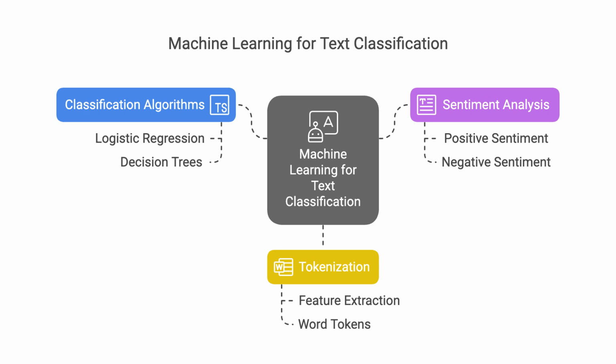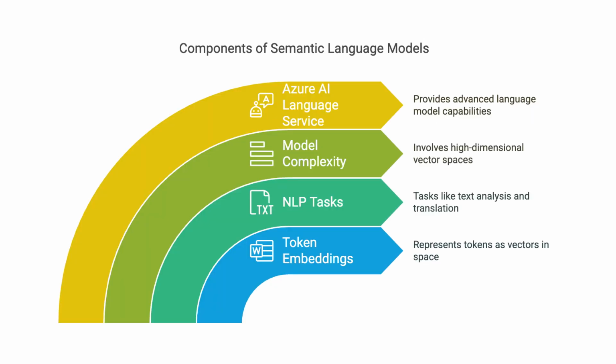While text classification effectively sorts information, truly understanding the meaning behind the words requires a deeper dive into semantics. This brings us to the sophisticated engines known as semantic language models, whose core components enable machines to grasp nuances in human language, moving beyond categorization to comprehension.